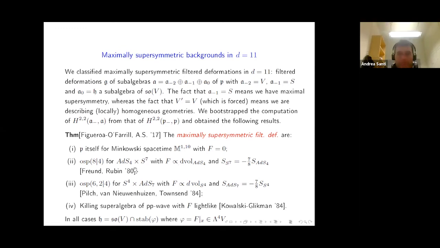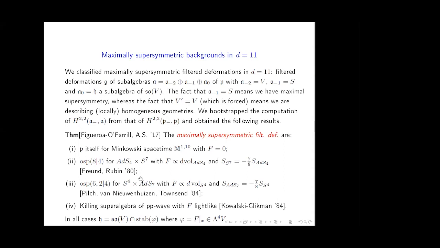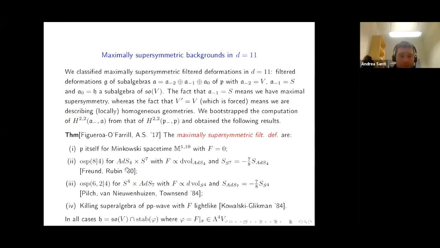If it is Lorentzian, then you arrive at this maximally supersymmetric solution here, discovered originally by Freund and Rubin in the 80s, AdS4 cross S7. The four form is a constant multiple of the volume form on the AdS4 factor. And to satisfy the Einstein and Maxwell equations, you actually need that the scalar curvatures of the two factors are related in a very specific way. They are proportional in this way. So the scalar curvature of the sphere is minus 7 over 8 the scalar curvature of the AdS4 factor.